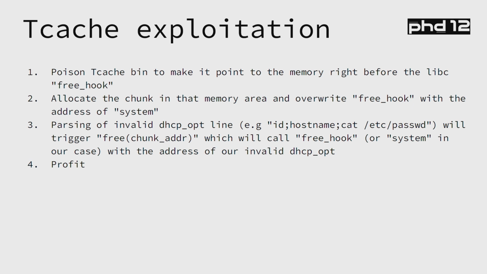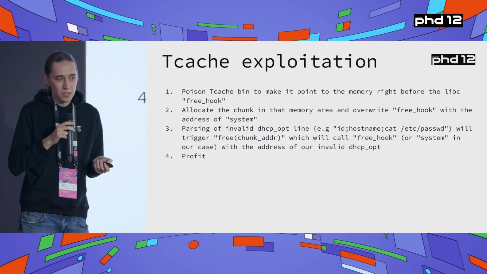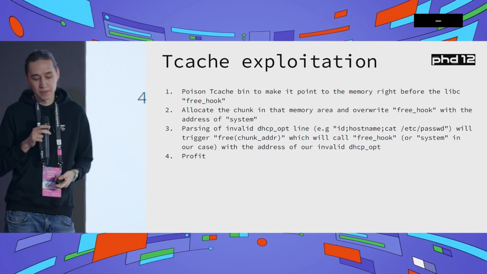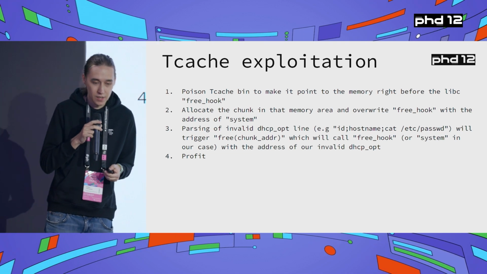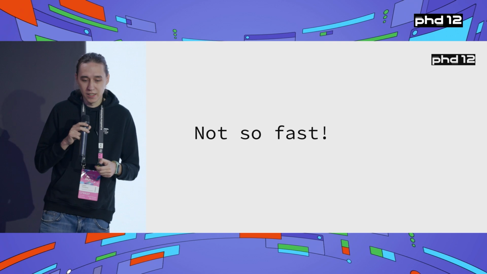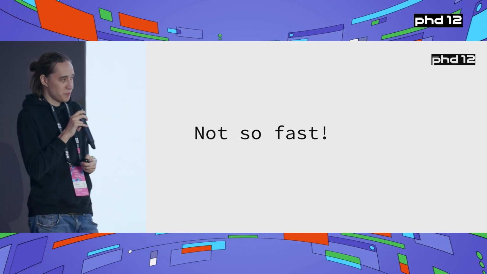Then, when it happens, we'll overwrite it with a pointer to system, and then we create an invalid DHCP opt line, like the one I'm showing here, and then dnsmasq will start parsing it. It'll say it's an invalid directive, and then it will try to free it up. But before it does that, it will call system, which is exactly what we need. But not so fast.